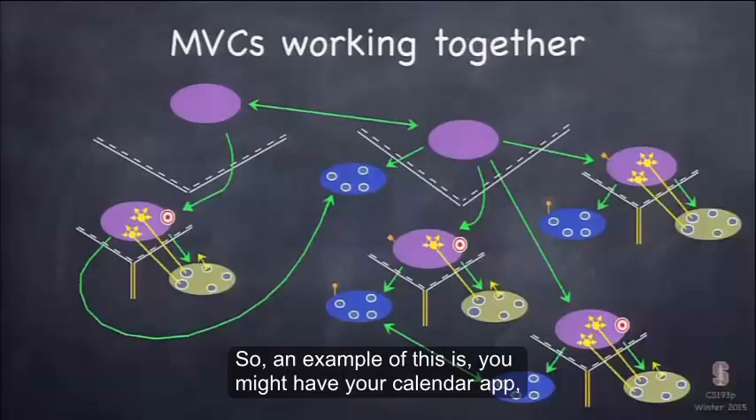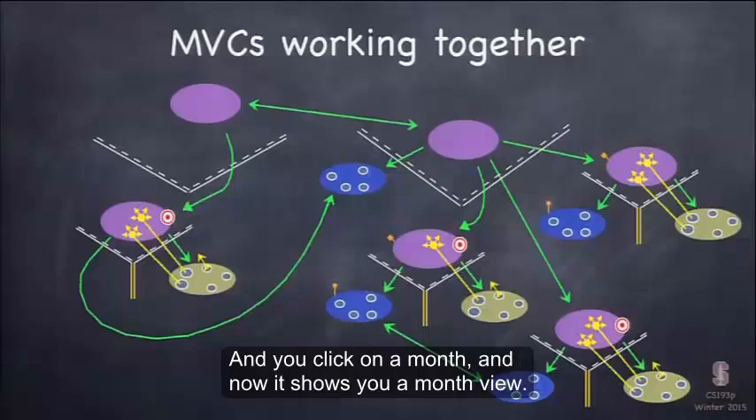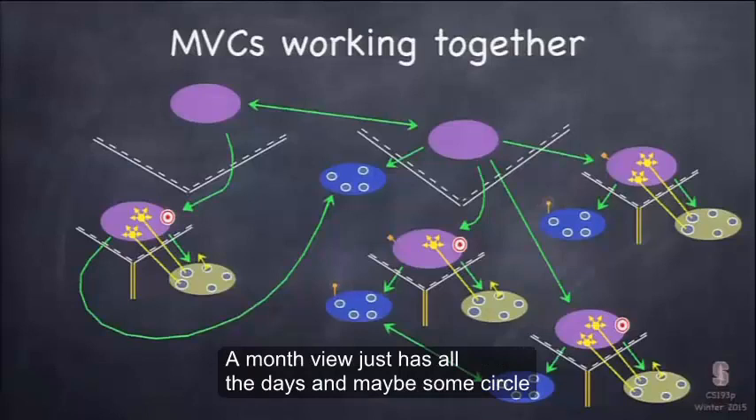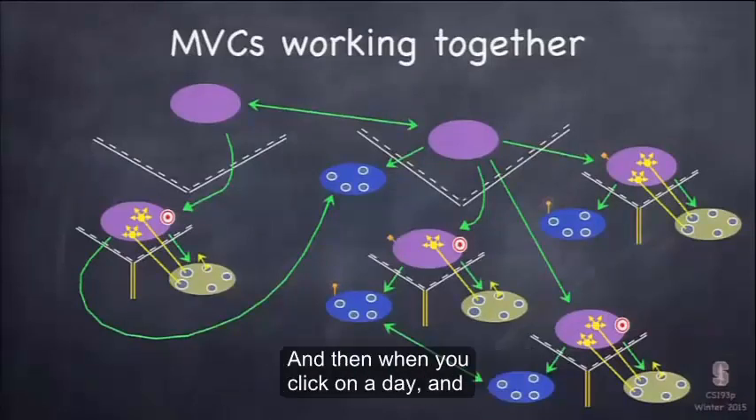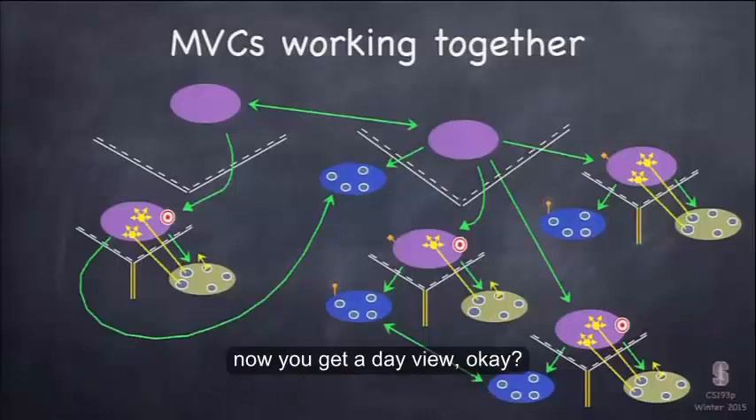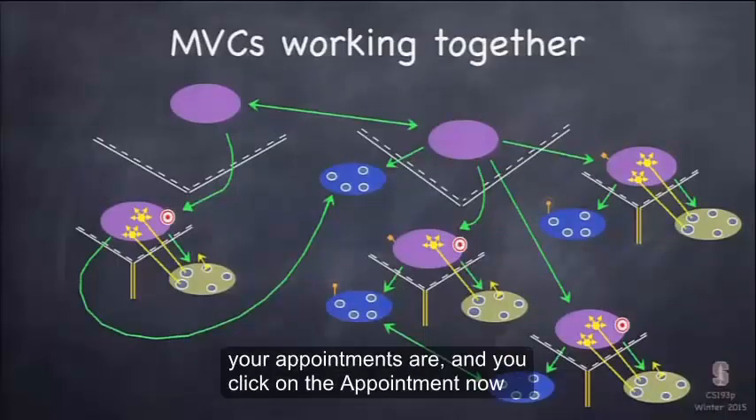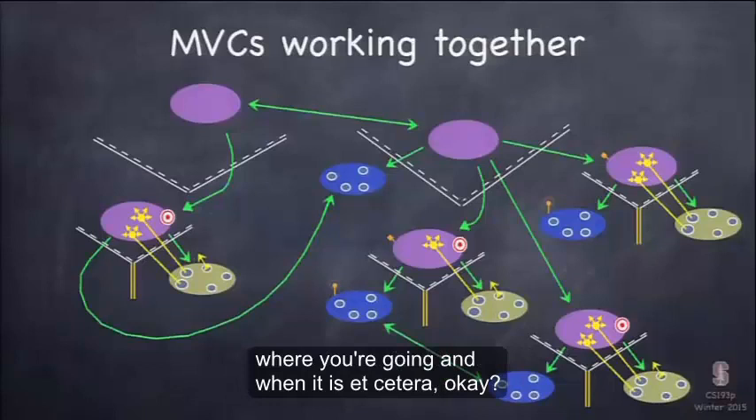So an example of this is you might have your calendar app, and it's showing you the entire year. And you click on a month, and now it shows you a month view. Well, a month view looks a lot different than a year view. Month view just has all the days and maybe some circle that tells you where you have an appointment on a day. And then maybe you click on a day, and now you get a day view. And the day is showing you the hours and what all your appointments are. And you click on an appointment, now you get an appointment view, and it's showing the detail of where you're going and when it is, etc.